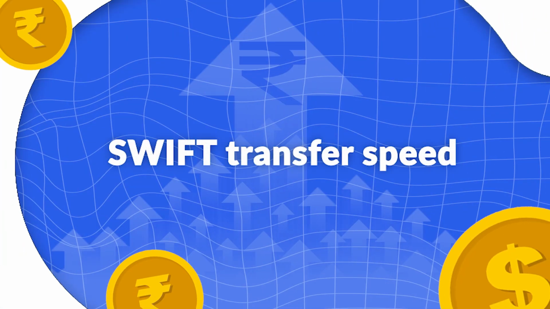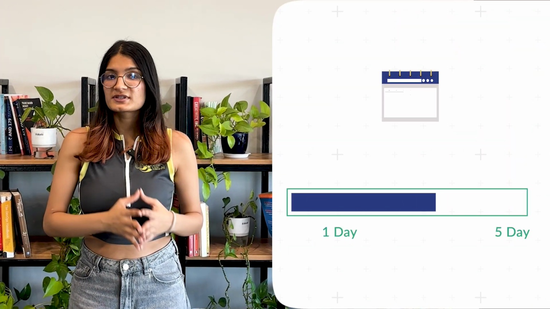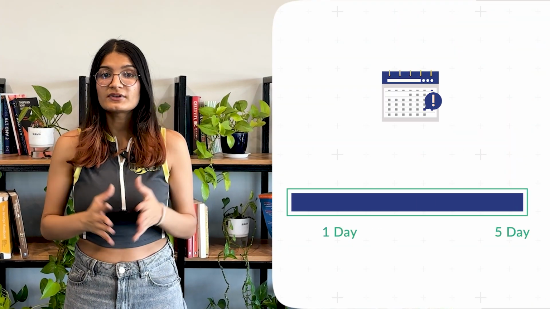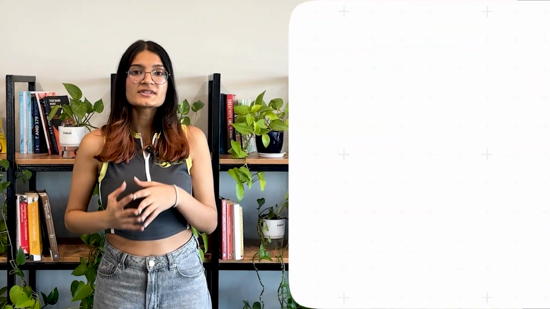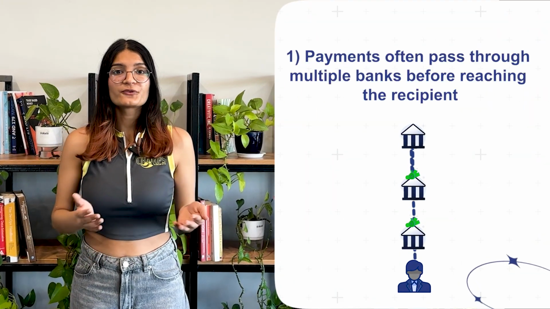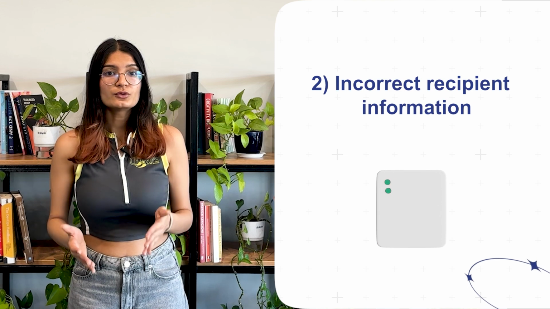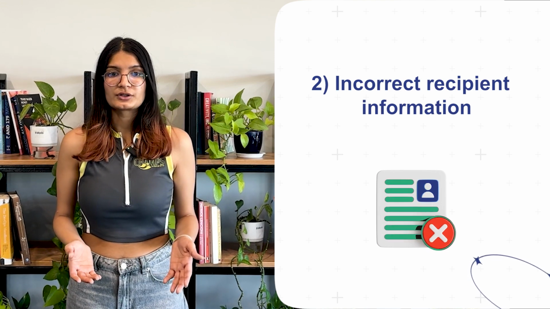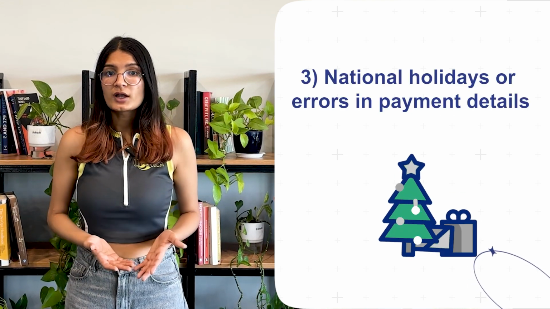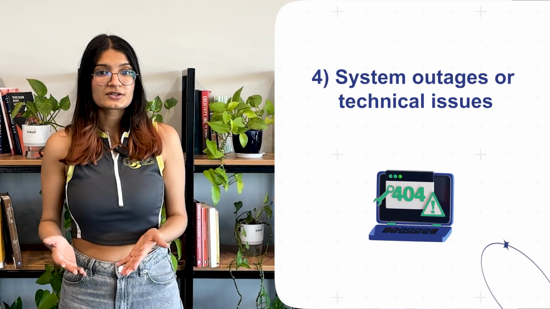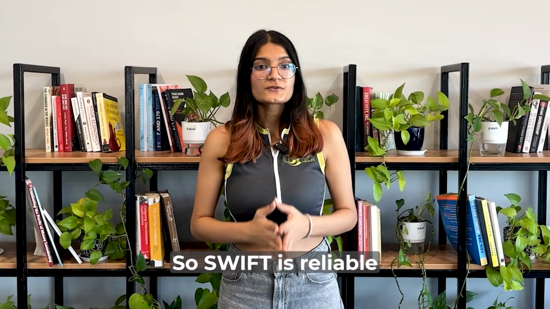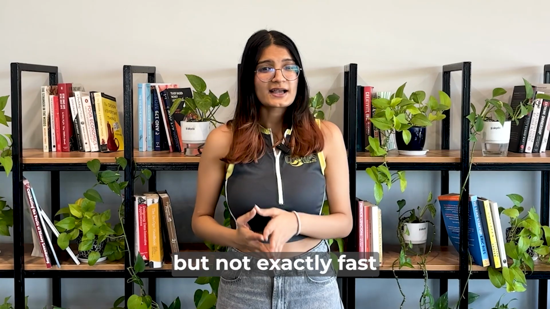So how long does a SWIFT transfer take? SWIFT transfers usually take 1 to 5 business days and sometimes even longer. So why the delay? Number 1, payments often pass through multiple banks before reaching the recipient. Number 2, incorrect recipient information. Number 3, national holidays or errors in payment details. And lastly, system outages or technical issues. So SWIFT is reliable but not exactly fast.